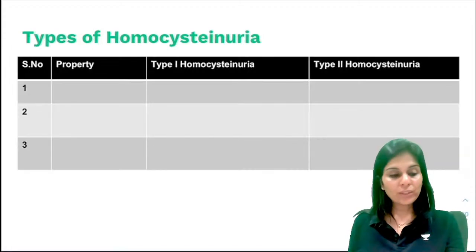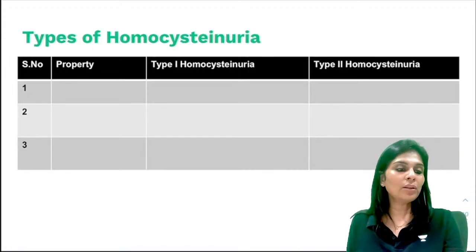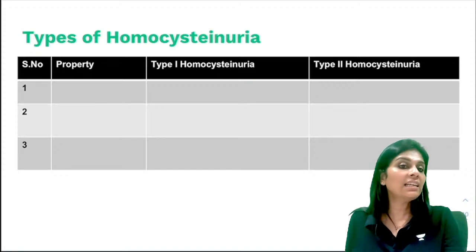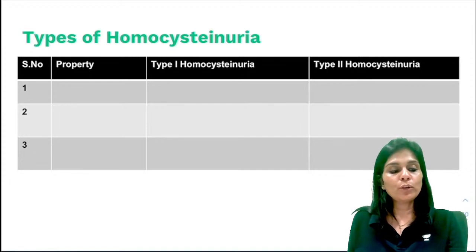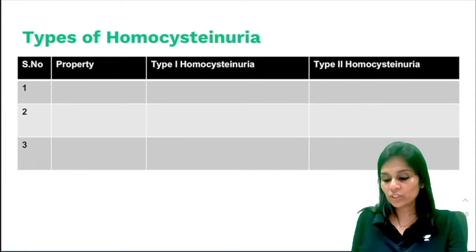Yeah, can we try doing that? When we fill up this tabular column, you'll be able to understand the types of homocystinuria clearly. So what is the first differentiating feature between type 1 homocystinuria and type 2 homocystinuria?